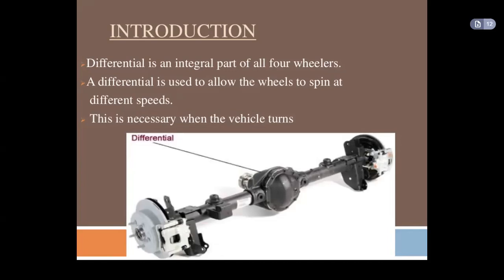In the differential, bevel gears are used, and in those bevel gears the rotation is transmitted at 90 degrees. The main purpose of the differential is that if the vehicle is in a turning condition, the inner wheel rotates at less speed and the outer wheel rotates at more speed. In this way, such an adjustment is possible in the case of a differential. So this is about the differential working.